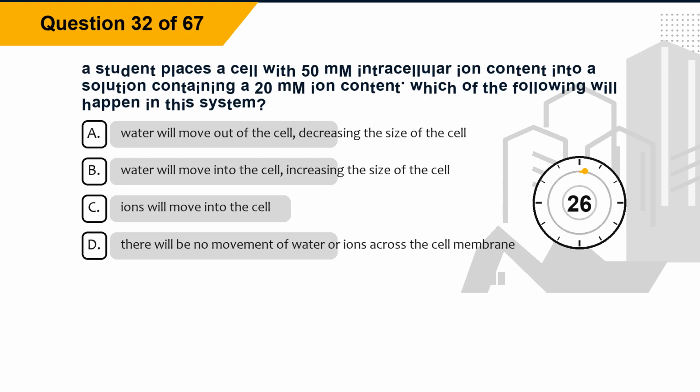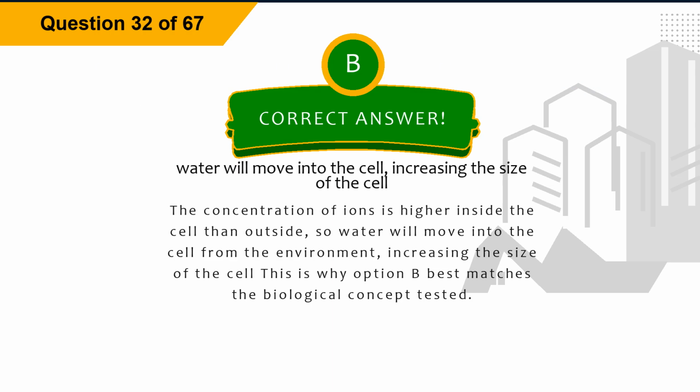Question 32. A student places a cell with 50 mm intracellular ion content into a solution containing a 20 mm ion content. Which of the following will happen in this system? Option A, water will move out of the cell, decreasing the size of the cell. Option B, water will move into the cell, increasing the size of the cell. Option C, ions will move into the cell. Option D, there will be no movement of water or ions across the cell membrane. The correct answer is option B, water will move into the cell, increasing the size of the cell.